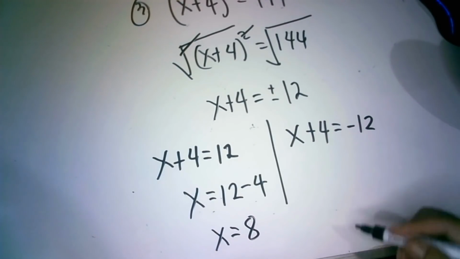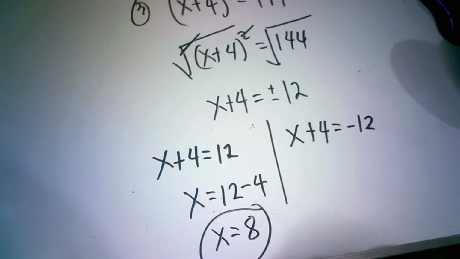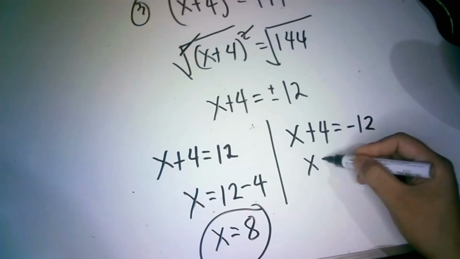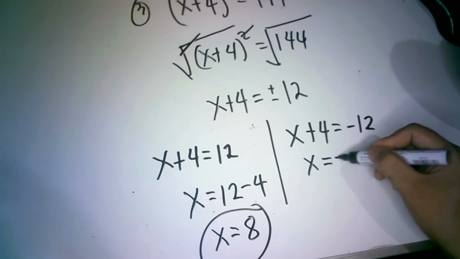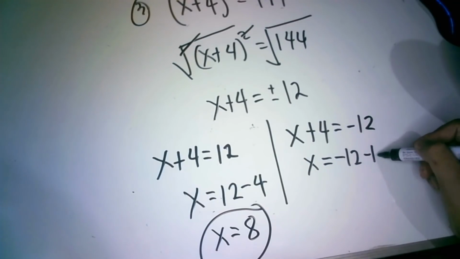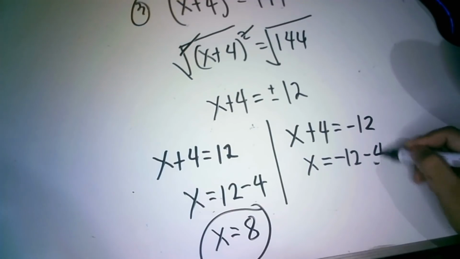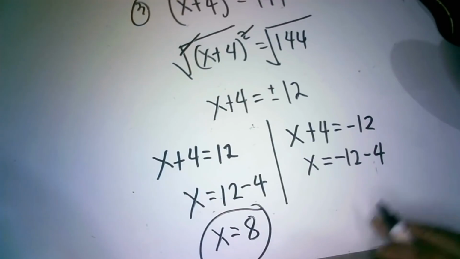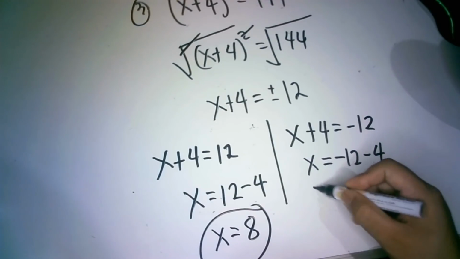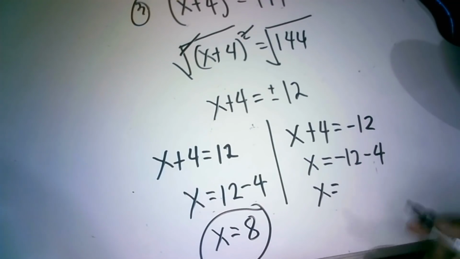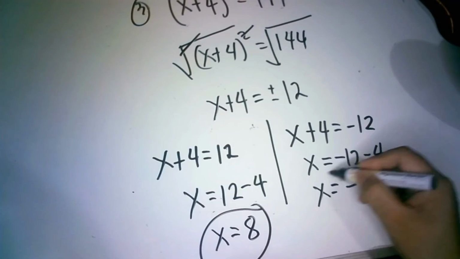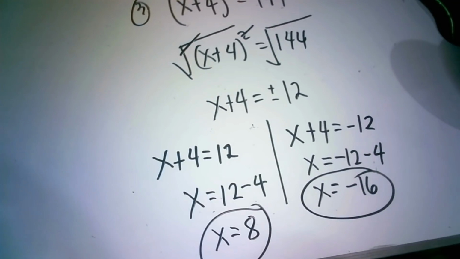So that is the first value of x. On the other side, x equals, moving 4 over, -12 - 4. Going back to integers, since the signs are the same, you just add 12 + 4, which is 16. With the negative sign, it becomes -16. This is now the second value of x.